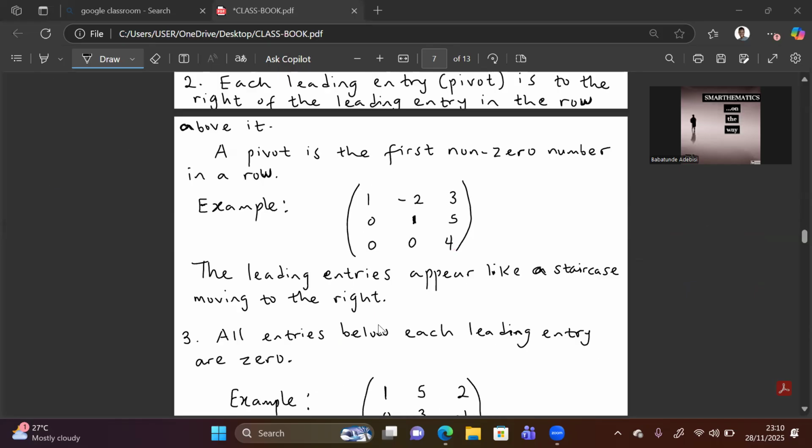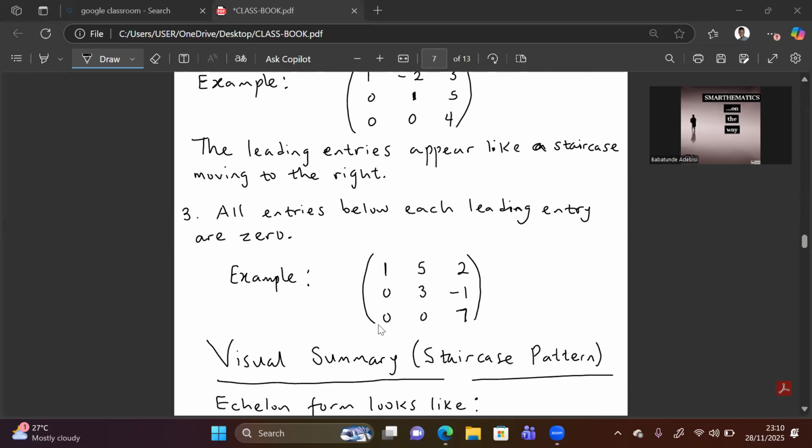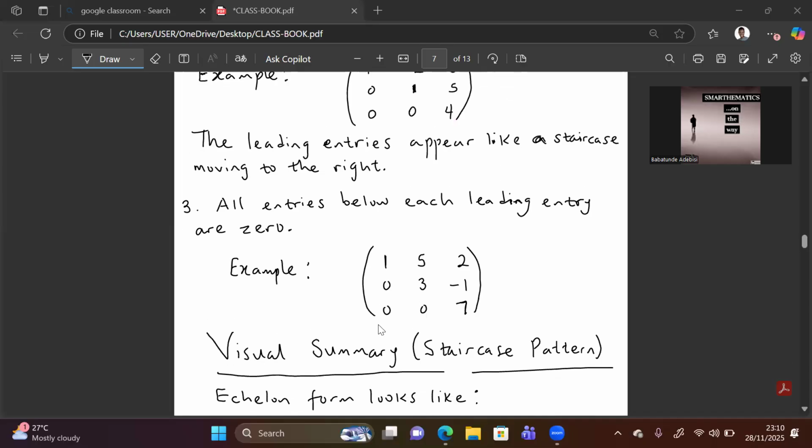Let's go on to the third rule. The third rule says all entries below each leading entry are 0. Don't forget the meaning of leading entry. Leading entry means pivots. So all entries below each leading entry are 0, just like you see in the second rule. If you look at this too, the leading entry, also known as the pivot, for the first row here is 1. For the second row here is 3. Next one here is 7. So below 1, we're having zeros. Below 3, we also have 0. And we have 7 here, though, because we don't have any other number under 7.